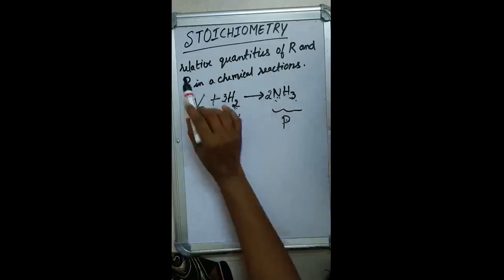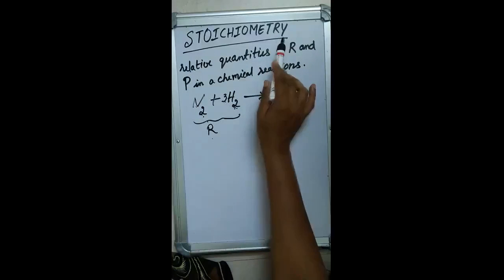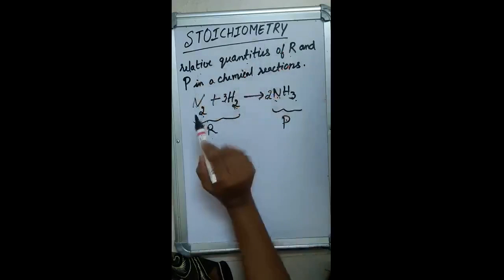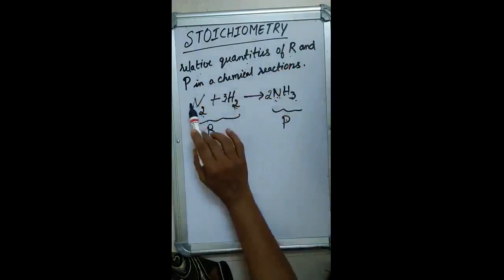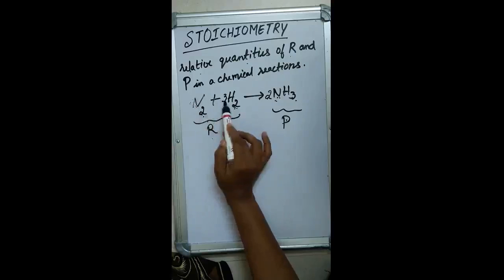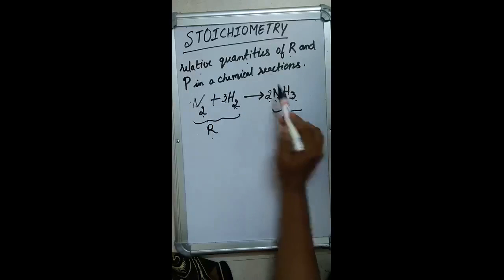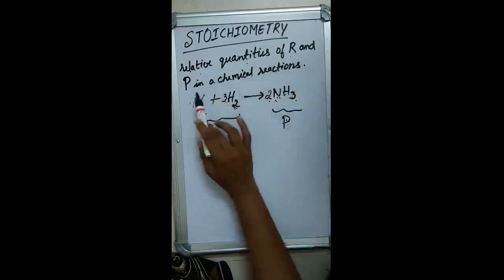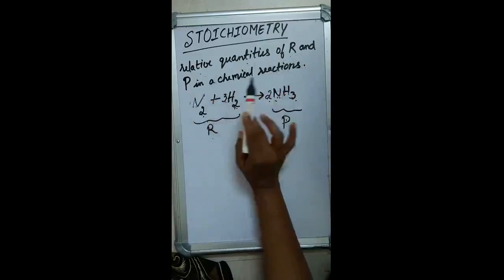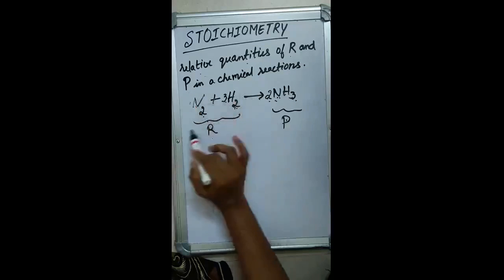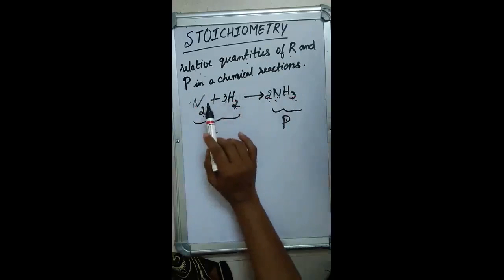So this is called stoichiometry. That is the relative quantities of reactant. So what are the relative quantities of reactant? That is 1:3. This number is not written, but it is understood as 1:3. And what is the quantity of product? That is 2. So relative quantities of reactant and product in a chemical reaction. This is the entire concept of stoichiometry, and this is also called a balanced chemical equation.